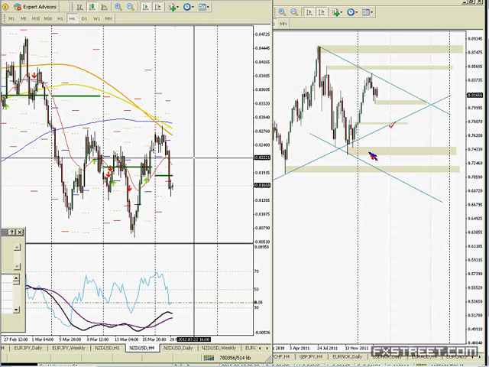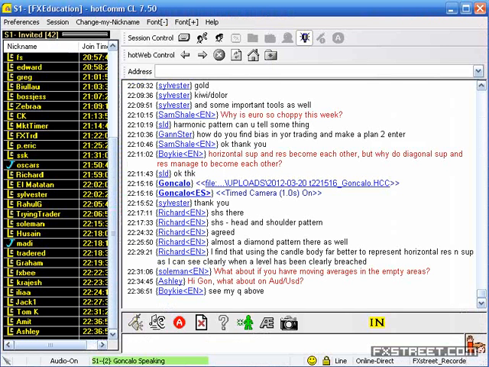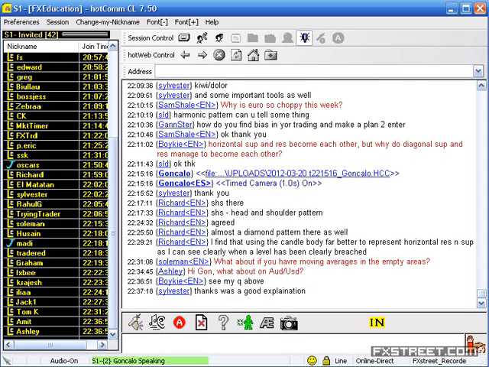Let me, Boyki, sorry, I will switch the question. I think I've answered more or less the questions above. Boyki asks, horizontal support and resistance become each other, but why do diagonal support and resistance manage to become each other?